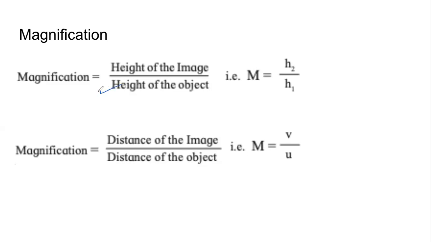मेरा ऑब्जेक्ट कितना बड़ा था और मेरा इमेज कितना बड़ा आया है. The height of the image divided by the height of the object will be magnification. This is common sense. The same thing can also be calculated with respect to distance of the image and the object. How far is my image from the lens and how far is my object from the lens?